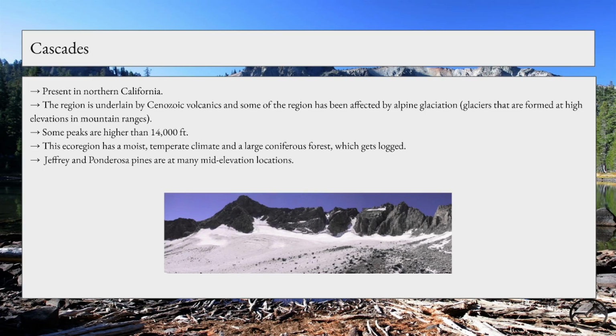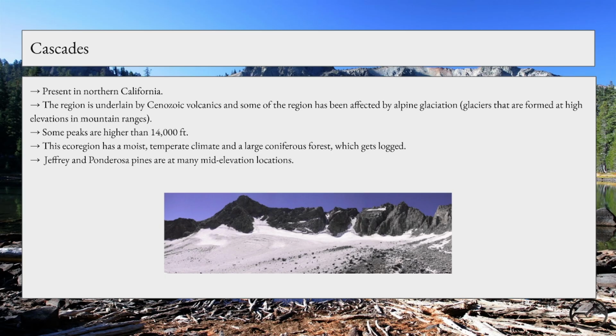And the Cascades is a mountain region present in Northern California and is underlain by Cenozoic volcanoes, and some of the region has been affected by alpine glaciation, which are glaciers that are formed at high elevations in mountain ranges. And I've also included a photo at the bottom because, again, I wasn't sure what this looked like before researching this. And something interesting that I learned is that some peaks are higher than 14,000 feet. I think the highest is around 14,500. I just didn't know that there were peaks that could get up that high in the region.